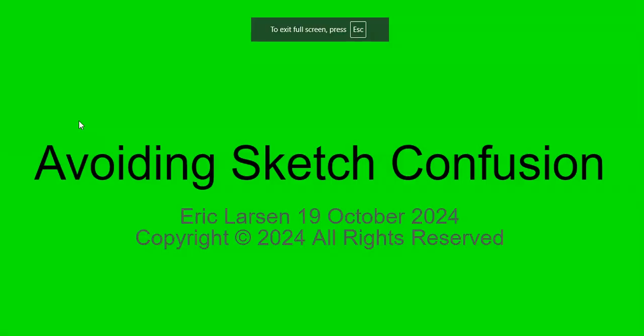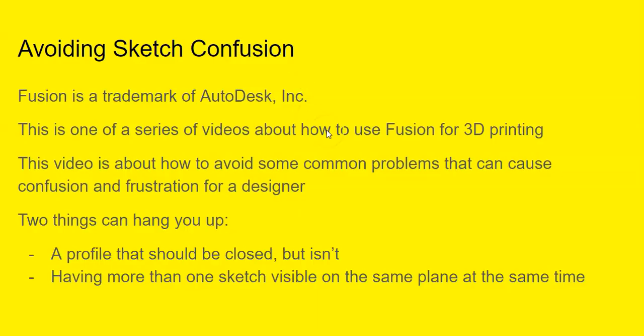This one is about avoiding sketch confusion, and it's one of a series of videos which I've created. First, we have to say Fusion is a trademark of Autodesk because it's their product and it's a good one. Anyway, this video is about how to avoid some common problems that will cause confusion and frustration for a designer. There are two things that can hang you up, and I've wrestled with these problems a lot myself when I was first starting to use Fusion.